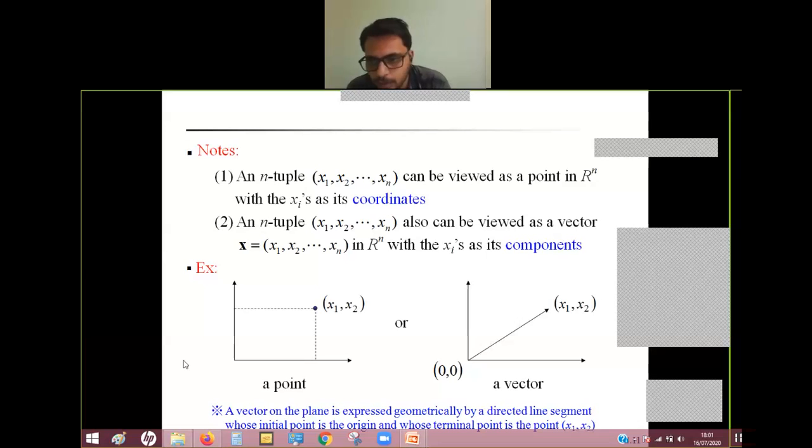Yes, correct. So only two components we will require to represent the point. So in this case, n will be what? n will be 2. Correct. Let's say we are now representing a vector.